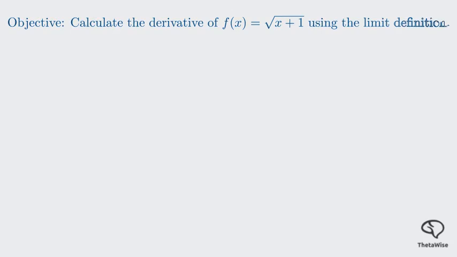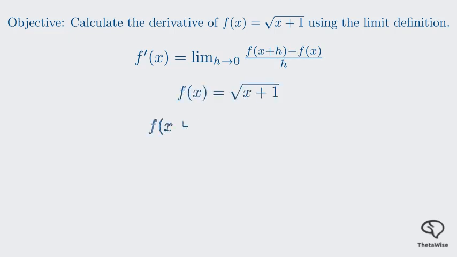For our final example using the limit definition, let's tackle a slightly more complex function. Our objective is to calculate the derivative of f of x equals the square root of x plus 1. As always, we start with the definition. f prime of x equals the limit as h approaches 0 of f of x plus h minus f of x, all over h. First, let's find f of x plus h. f of x plus h is the square root of x plus h plus 1.